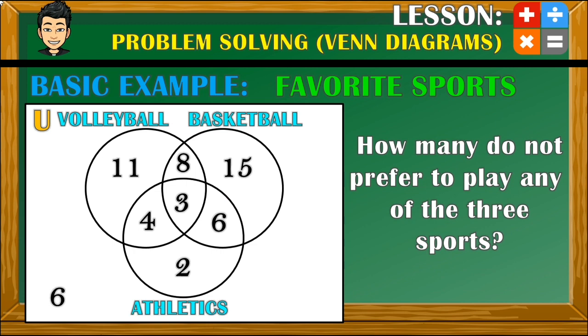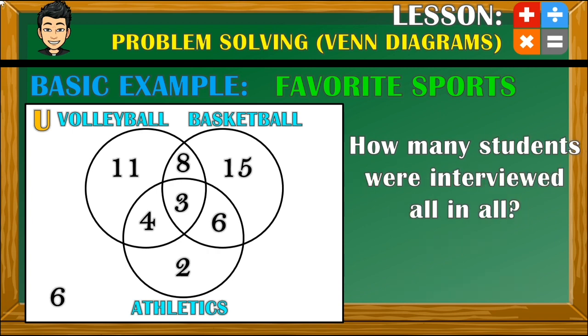Now, how many do not prefer to play any of the three sports? Obviously, tinutukoy dito yung number of elements na makikita outside the Venn diagram because they are not part of the three given sets. Therefore, based on our figure, we can say that there are 6 students who do not like to play any of the given 3 sports.